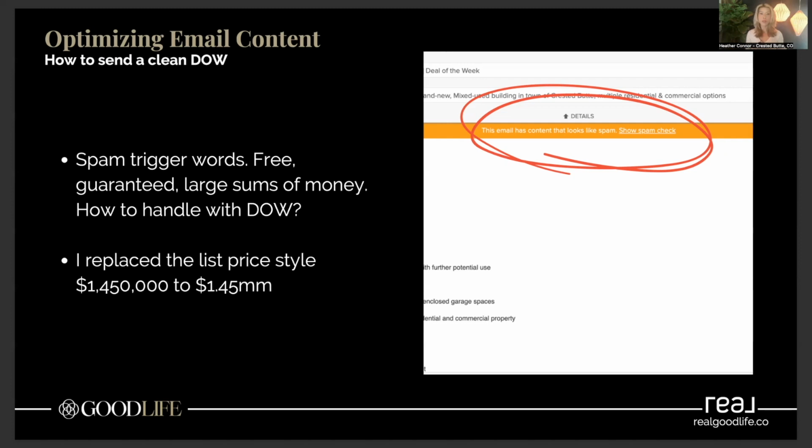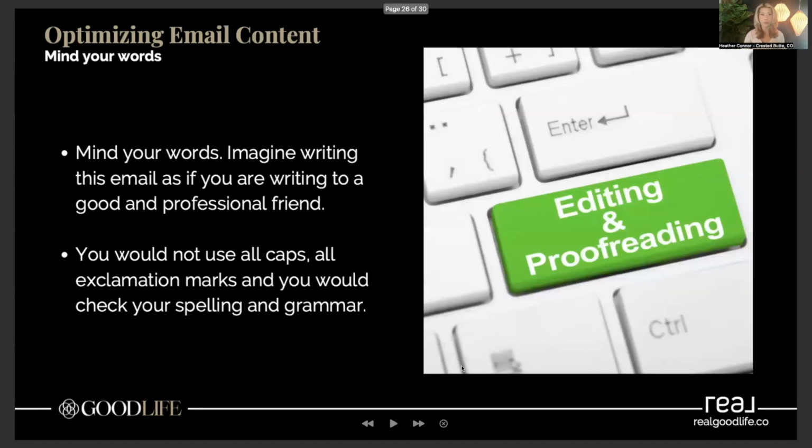Now, for those of you sending properties that are more like 300,000, 500,000, anything under a million, really simple, just use K. So if it's 750,000, put in 750K and that will remove that issue for you.